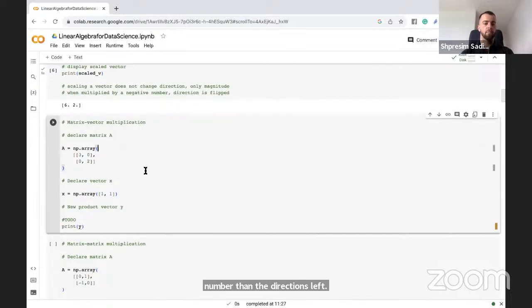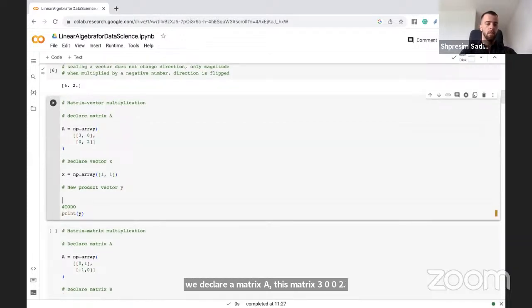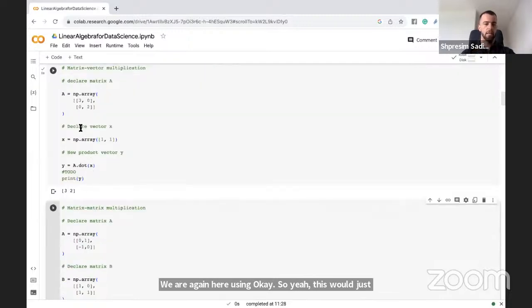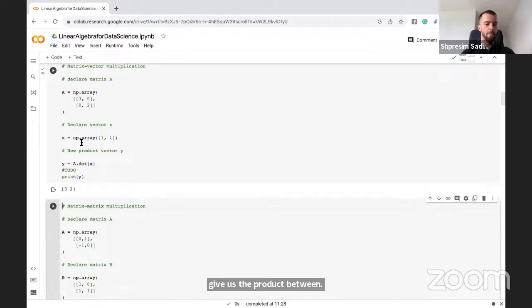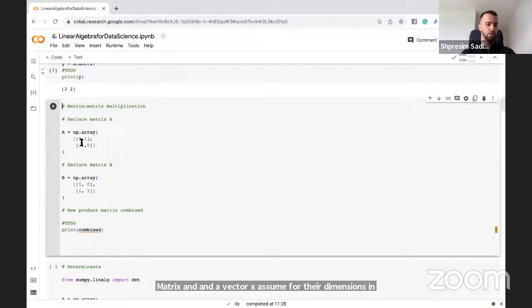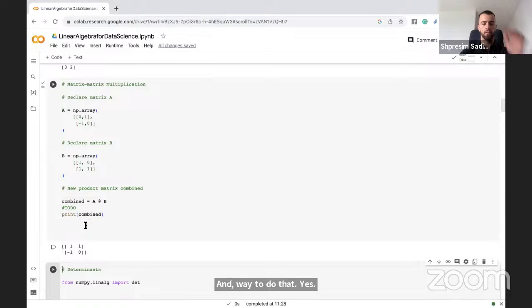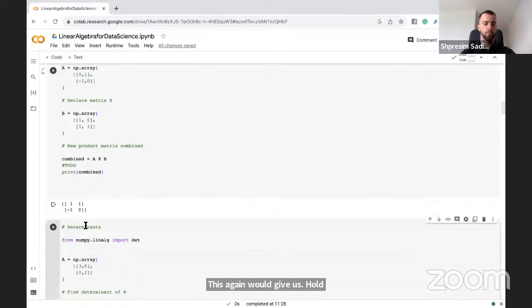Then we have matrix vector multiplication. So when we declare a matrix A by this matrix 3, 0, 0, 2, and a vector x 1, 1, then their product would simply be, we are again here using NumPy. So yeah, this would just give us the product between any matrix A and any vector x, assuming that their dimensions agree. We can do matrix-matrix multiplication, and the way to do that is, this again would give us the product between a matrix A and B.